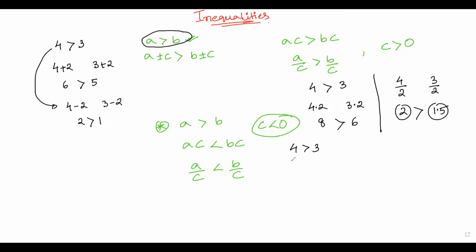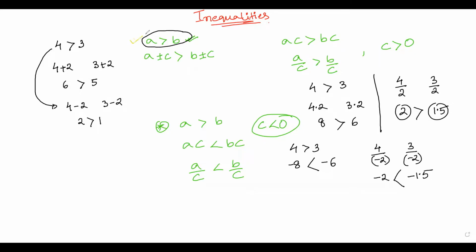For example, we know 4 is greater than 3. Let us try to multiply minus 2 to both sides. In that case, this would be 4 times minus 2, so that would be minus 8, and 3 times minus 2, that would be minus 6. And we know minus 6 is greater than minus 8, so the inequality sign gets reversed. In a similar way, if we divide by minus 2 on both sides, this would be 4 upon minus 2 and this would be 3 upon minus 2. 4 upon minus 2 gives us minus 2 and 3 upon minus 2 gives us minus 1.5. And again, we know minus 1.5 is greater than minus 2, so the inequality sign gets reversed.